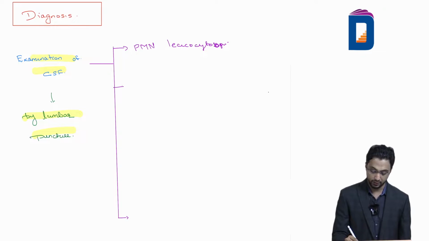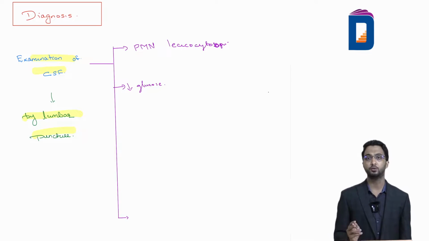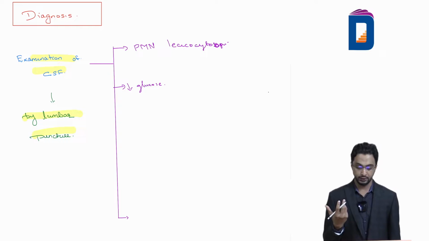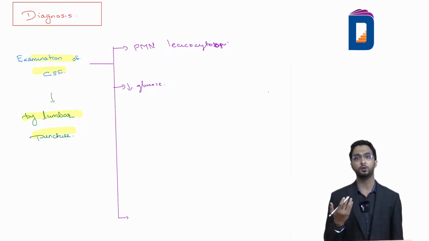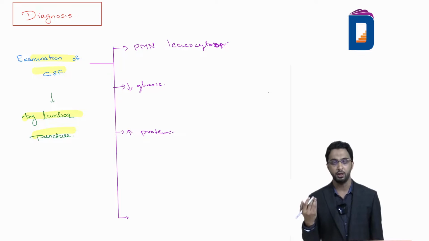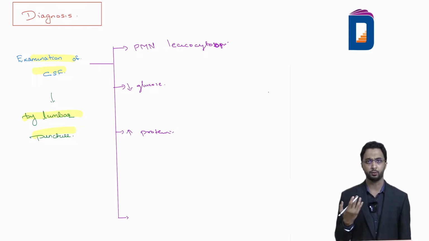Now, there's going to be decreased glucose. How you can remember this is that the bacteria are going to consume the glucose. They love glucose. So if there is a decreased glucose, it's going to be bacterial. Definitely there is going to be an increased protein, because I told you there are different inflammatory mediators which come, most of them are proteins, you know that.